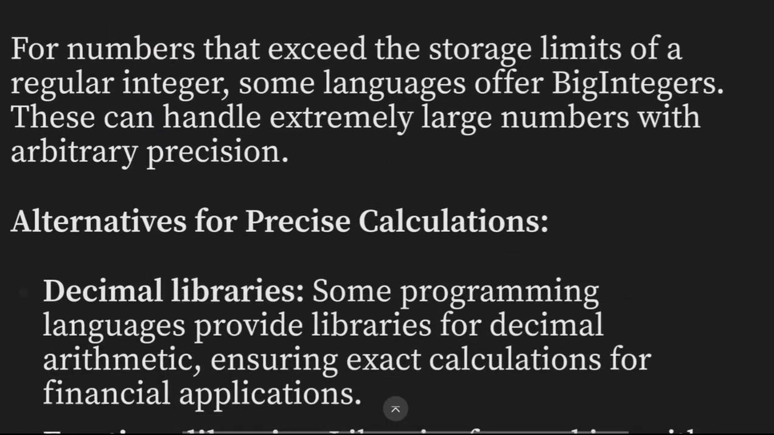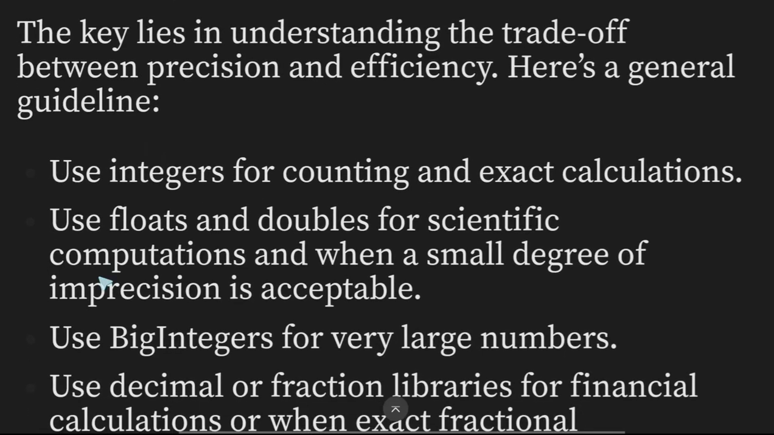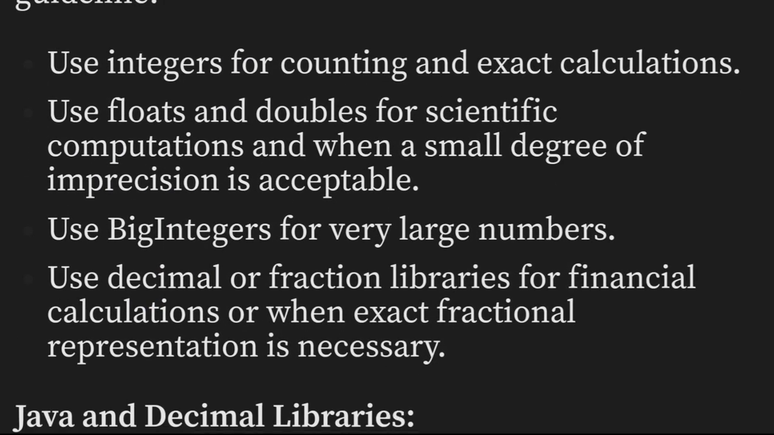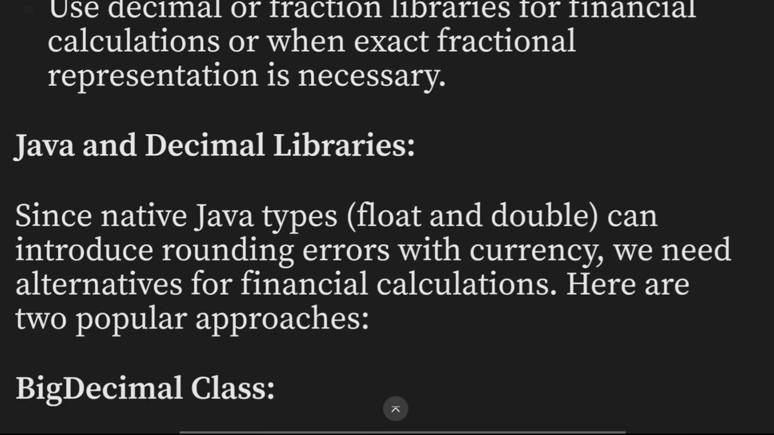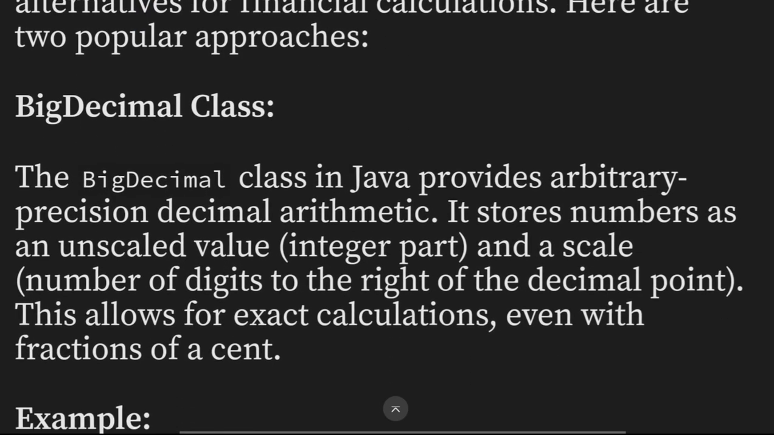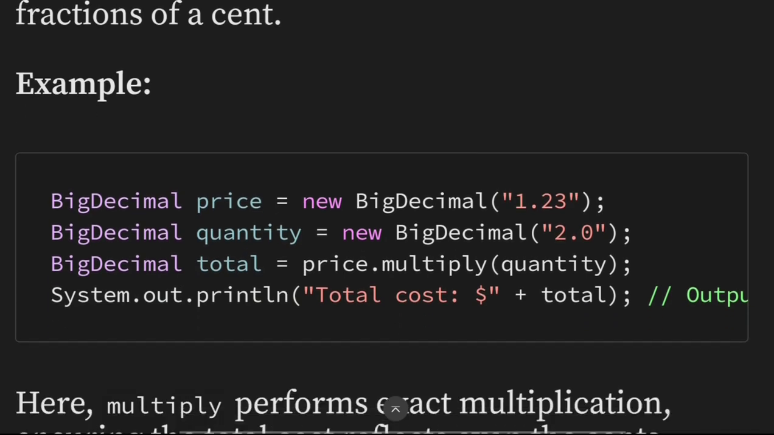Now, what happens if you need the accuracy? You have other alternatives, and the other alternatives are going to be big integers, decimal, or fraction libraries. Actually, for monetary types, you can just use the big decimal, and let's see an example of this. Or there is also a monetary library.